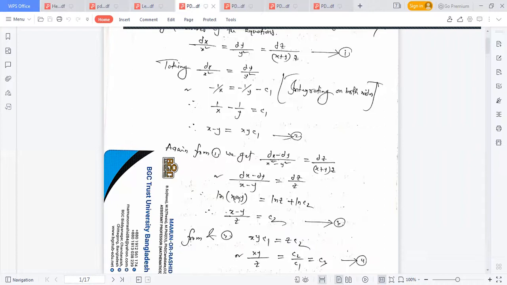Then taking integration on both sides, we can write this. So dx minus dy, x plus y, and x plus y will be cancelled from both sides.